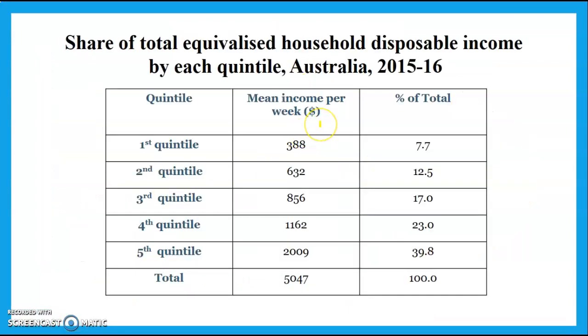Then what they do is they work out the percentage of the total income that each quintile earns. So the bottom quintile, the bottom 20%, their average is 388. They look at the total income and divide 388 by the total. So the bottom 20% have approximately 7.7% of the total income. The next 20% have around 12.5% of the total income, and the top 20% earn nearly 40% of the total income.